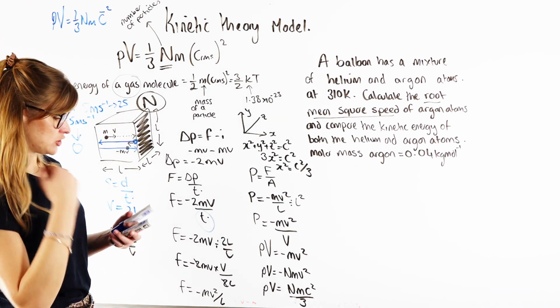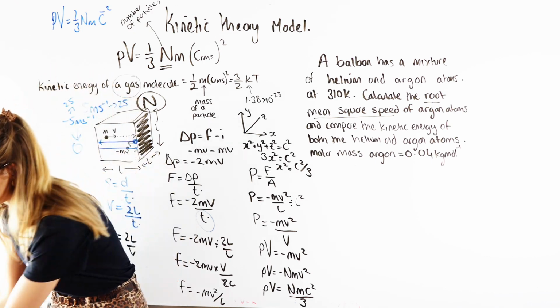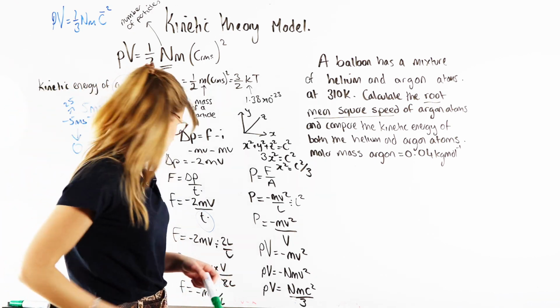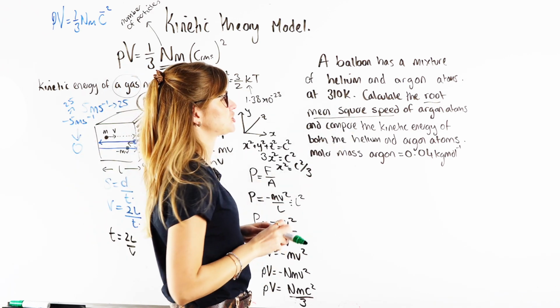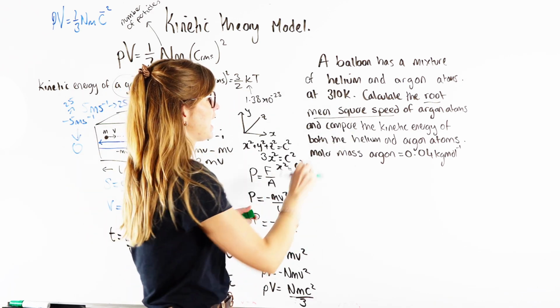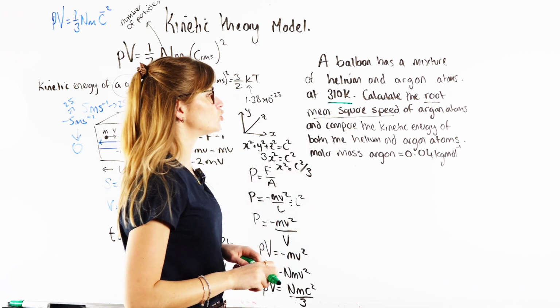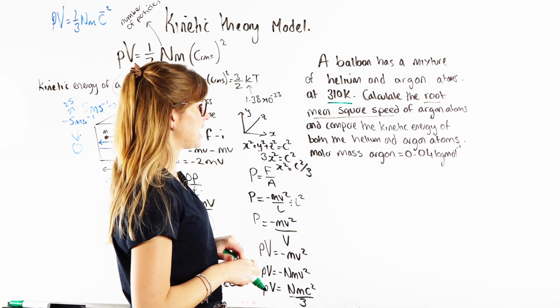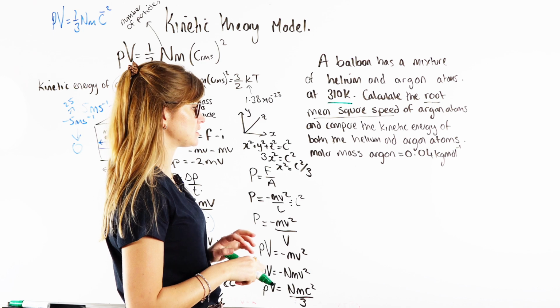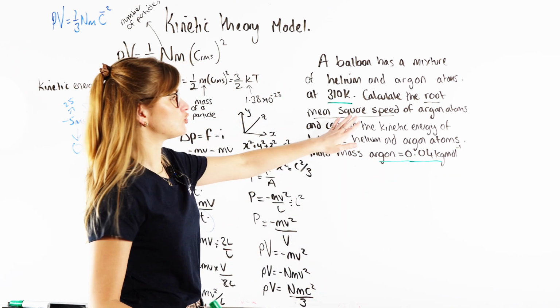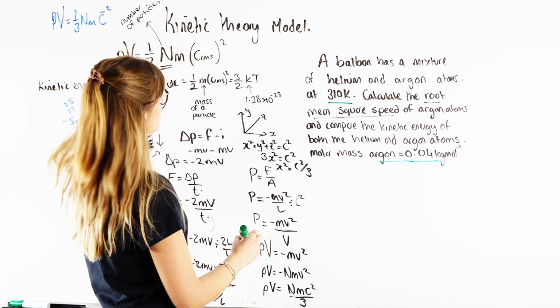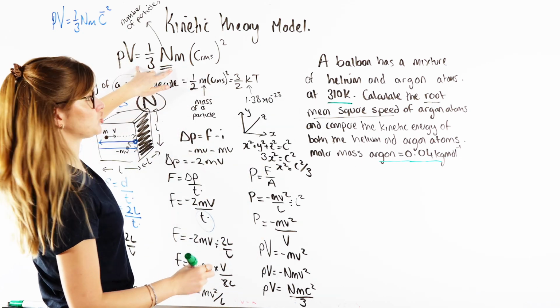So let's look at a question now. This question says, a balloon is a mixture of helium and argon atoms at this temperature. I want to calculate the root mean square speed of the argon atoms and compare their kinetic energies. And we're given the molar mass of the argon atoms. So I'm going to calculate the root mean square speed, and I have these 2 equations.